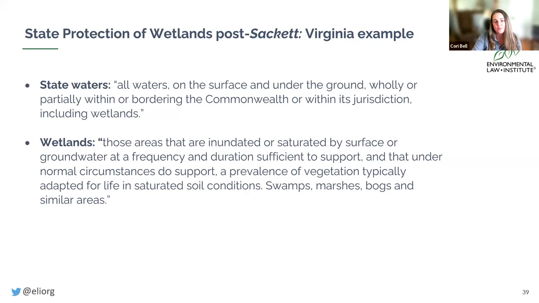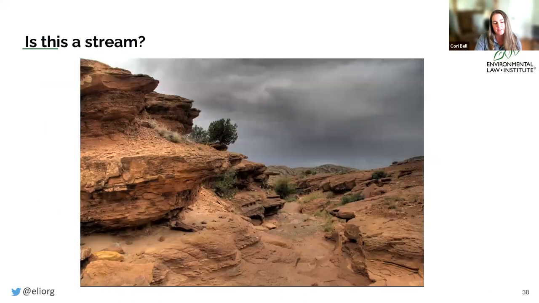So yeah, we've been talking a little bit about Sackett today, and I'm going to give some background on that. This case addresses exactly what Camille was just talking about: what is covered as a water of the United States. And unfortunately, the decision in Sackett versus EPA drastically reduces the number of wetlands that are protected by the Clean Water Act.